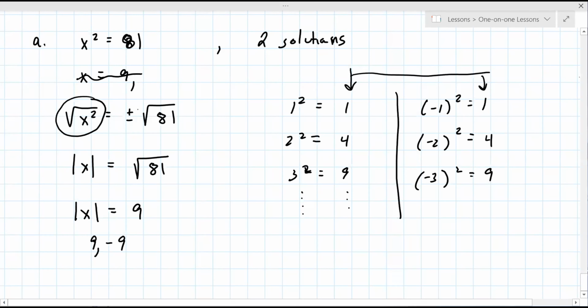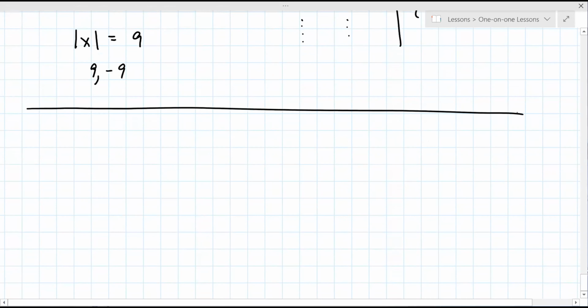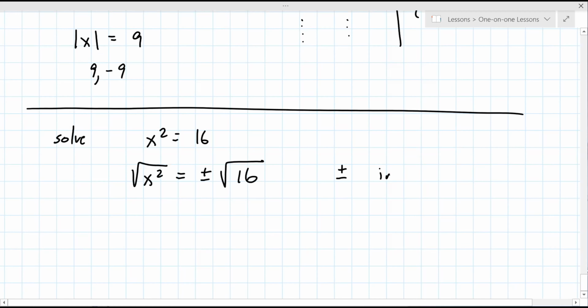Now, if that wasn't clear, because I didn't hear anything to indicate that was clear, what most students do is they just put a plus or minus in front of the number. So like, let's say I asked you to solve x squared equals 16. When you take a square root of both sides, you put a plus or minus in front of the number that you're taking the square root of.